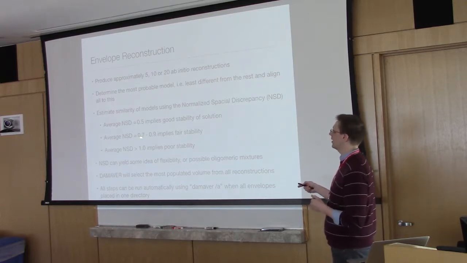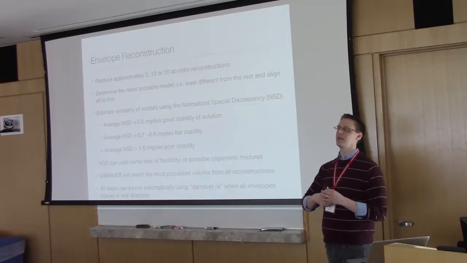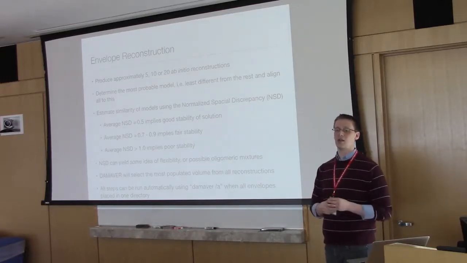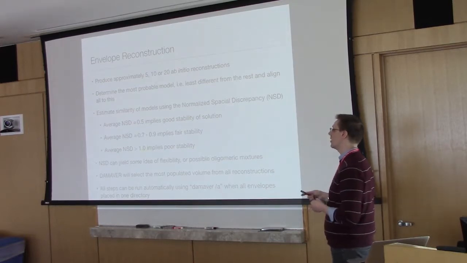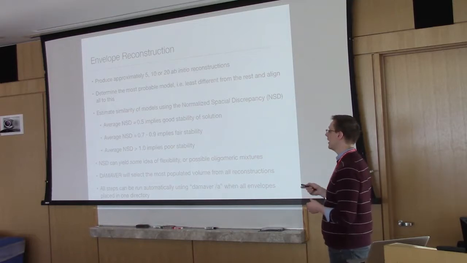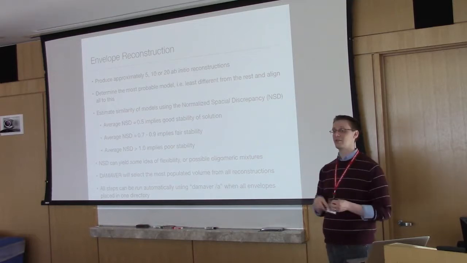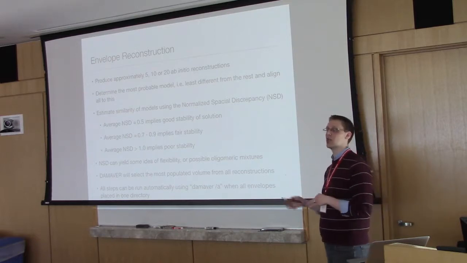A moderate NSD is something like 0.7 to 0.9, and this implies sparse stability. You might get some reconstructions that are slightly different from other reconstructions. An NSD value greater than 1 implies that it's very ambiguous and difficult. Now, this is not necessarily a reflection of the quality of your data. It's just a reflection of how complex your particle shape is.